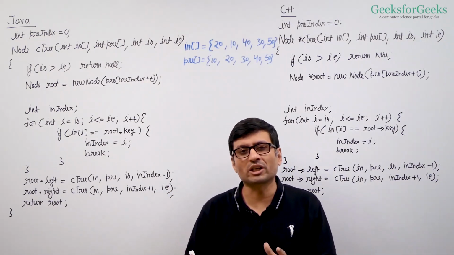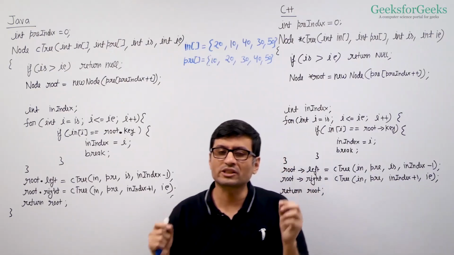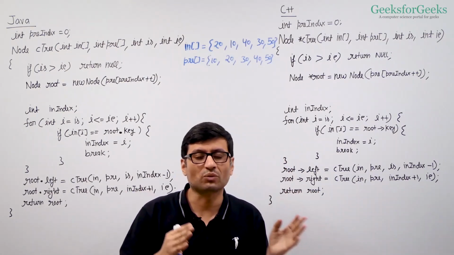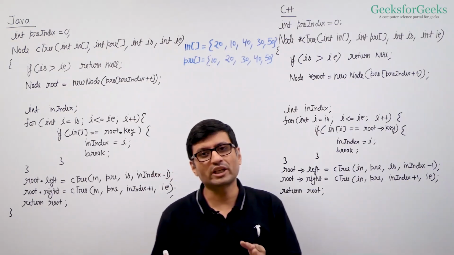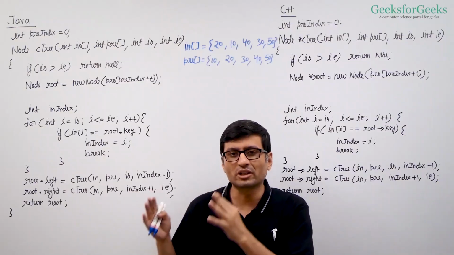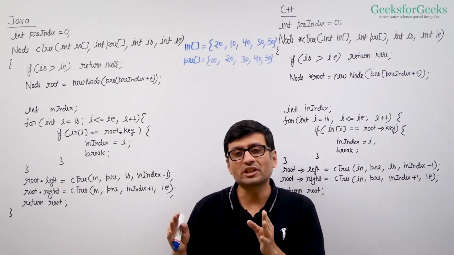So we just take the current value and construct a node. After constructing the node, we need to figure out what is in the left side of it and what is in the right side of it. For that, we search this item, for which we have built the root, in the in-order traversal.